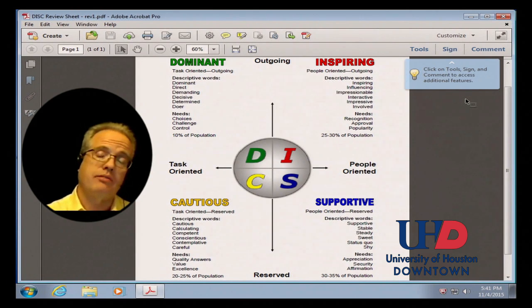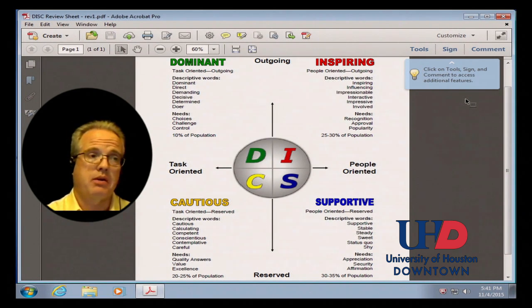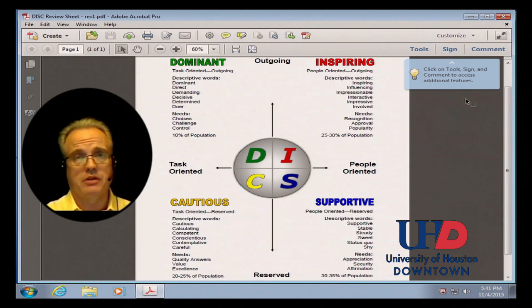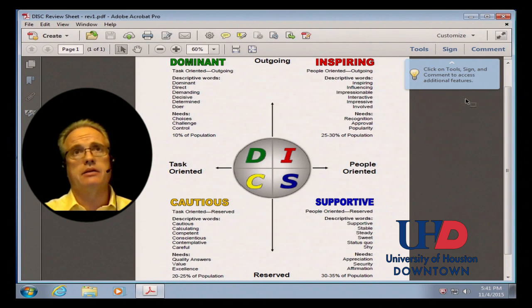And then the lower left-hand quadrant would be the task-oriented, reserved trait. And the key word, the primary word we use to describe that trait, is cautious. Tends to be very careful in engaging with things, likes to collect information, analyze, structure, organize, that kind of thing. So we have these 4 quadrants of behavior, and these become tendencies and typical behaviors people would exhibit.